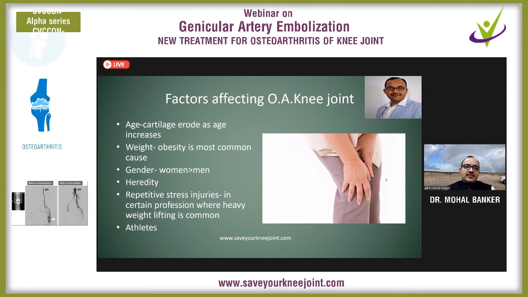There are many factors which affect this disease: aging, weight, and definitely gender. Women are more affected than men, and there are some professional hazards for marathon runners and athletes, who overuse the knee joint.